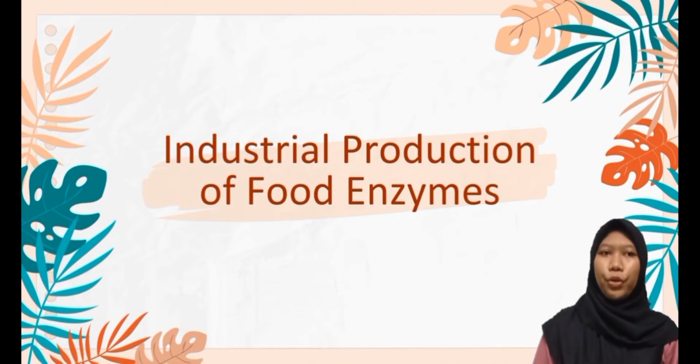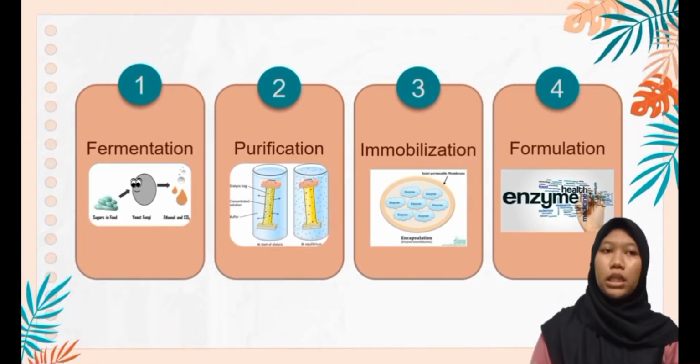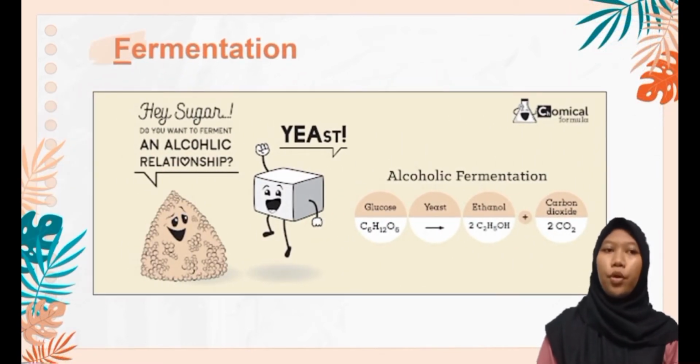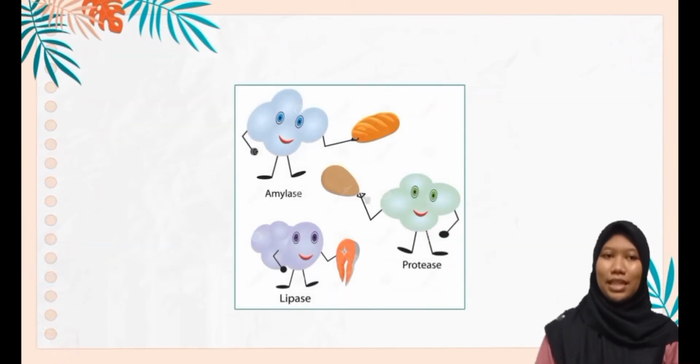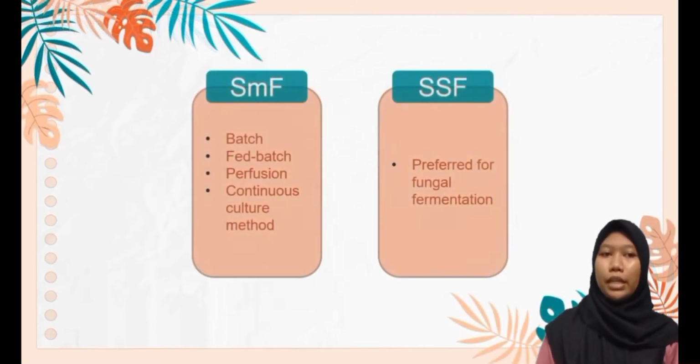There are 4 steps to produce food enzyme in industry. First is fermentation, second is purification, third immobilization, and fourth formulation. Firstly, the fermentation process is a process where the microorganism converts an energy source into other substances. Fermentation is the first step in production of refined food substances using a microorganism, regardless of whether that microorganism is genetically engineered. Food enzyme can be obtained by microorganism through fermentation or from animal and plant by extraction.